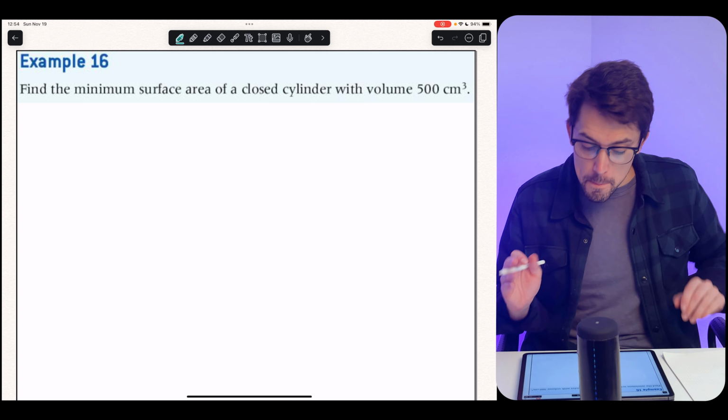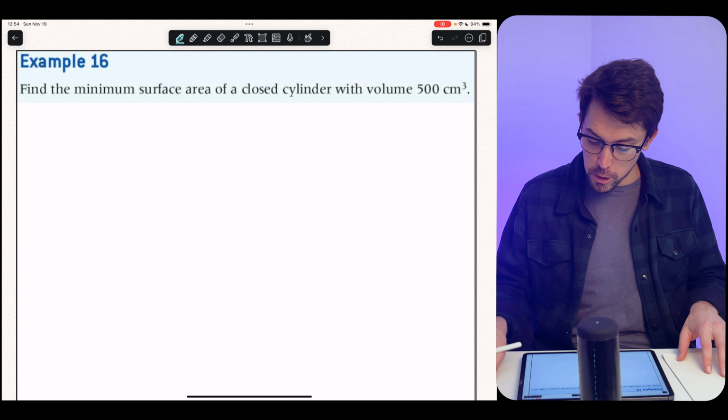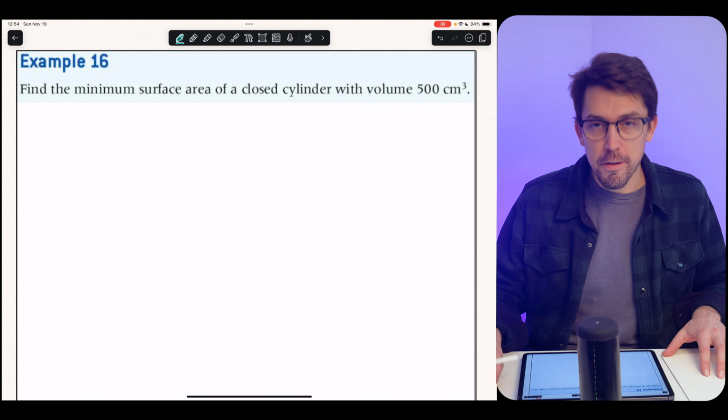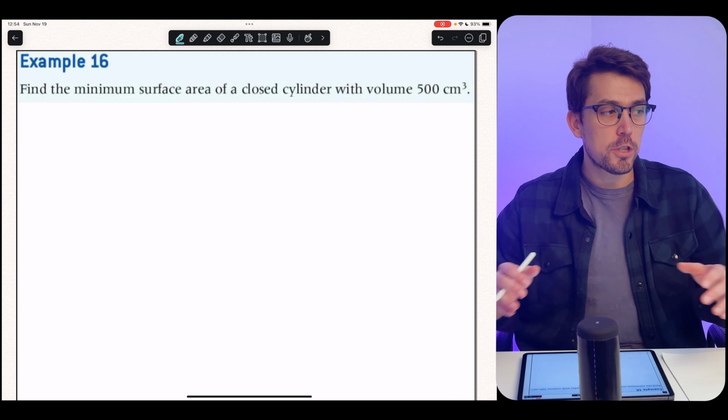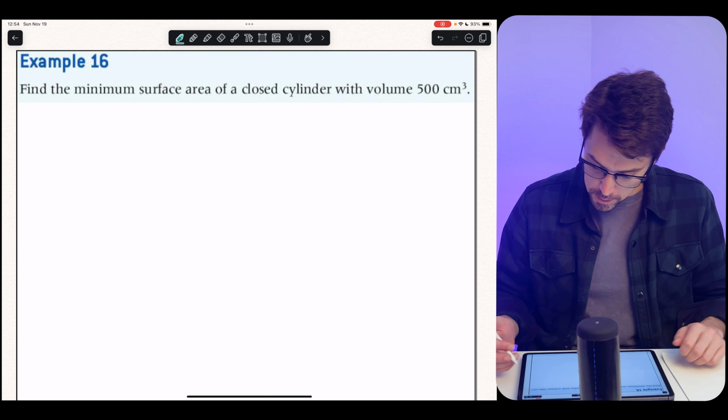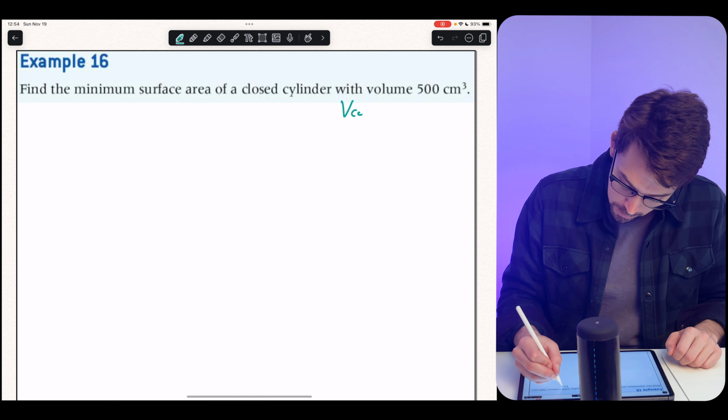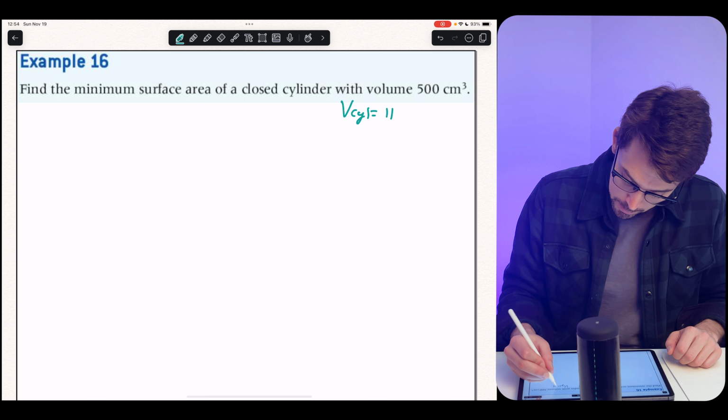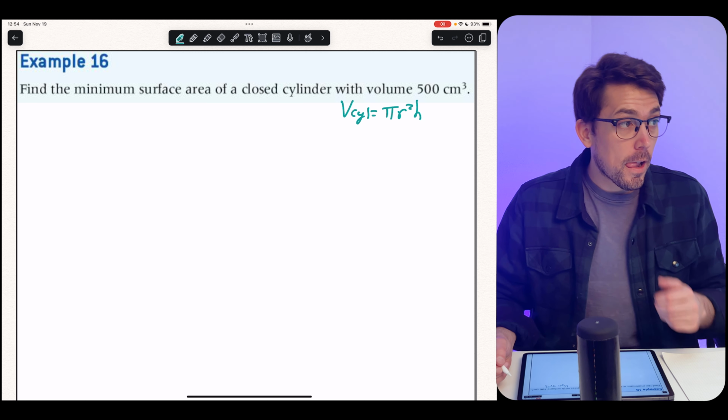All right, so I'm given a very basic prompt here. I want to find the minimum surface area of a closed cylinder with a volume of 500 cubic centimeters. What that's going to require from me is the knowledge of two things. One is that the volume of a cylinder is going to be pi r squared h.